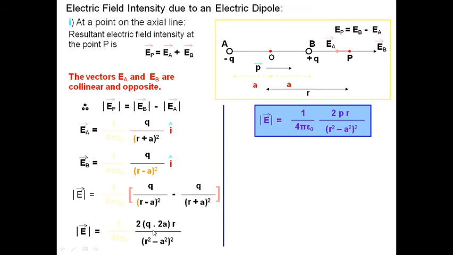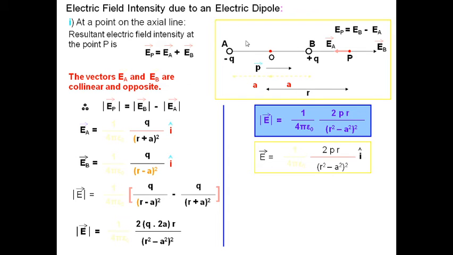Here this term becomes PR divided by (R square minus A square) complete whole square. So this is the magnitude of electric field due to a dipole on axial line. In vector form, we can write it as 1 by 4 pi epsilon naught, 2PR upon (R square minus A square) whole square, I cap.